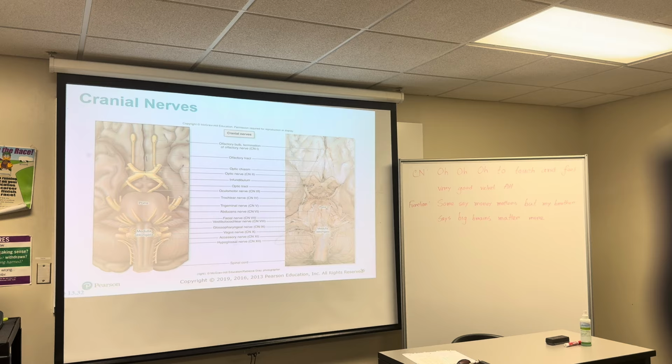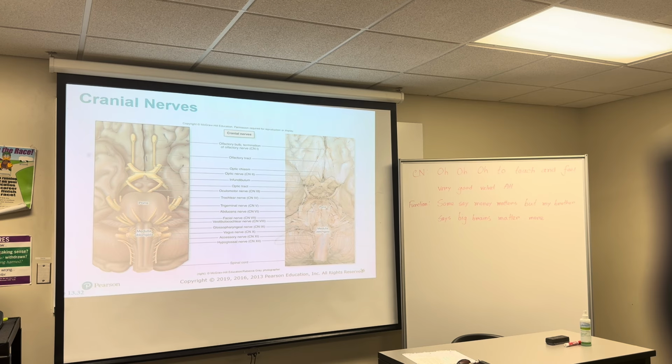Okay, now let's talk about the cranial nerves. How many cranial nerves do we have? 12. When we say cranial nerve, what do we mean by that? The nerves that are coming out of your brain are called the what? Cranial nerves, and we have what? 12 pairs of the cranial nerves.